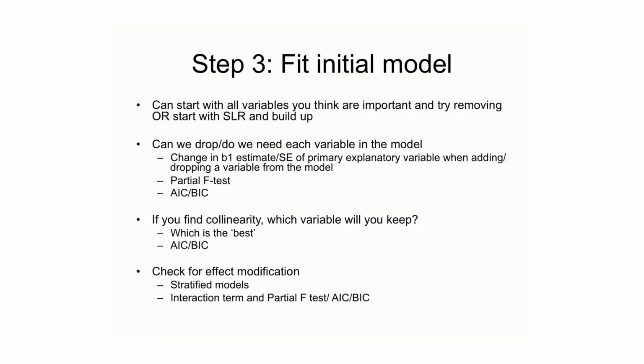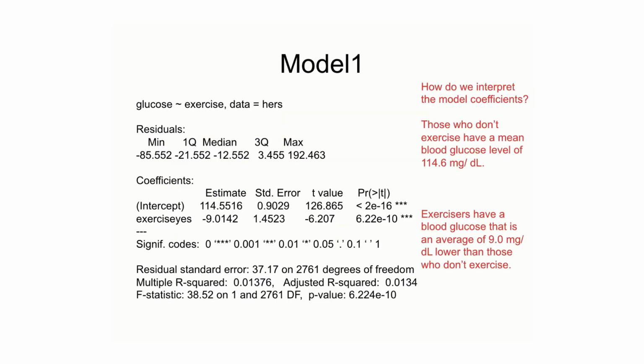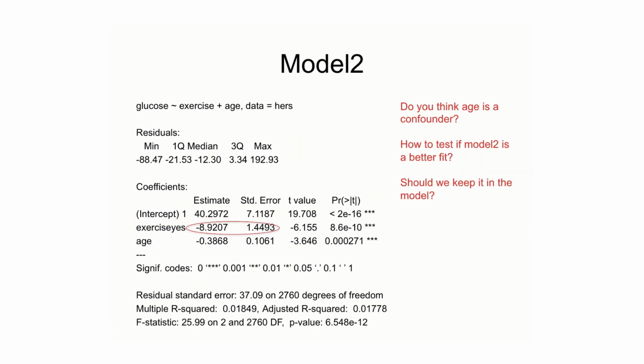Our next step is to fit our initial model. As I mentioned, we can start with all variables that we think are important and try removing, or we can start with a simple linear regression model and build up. And then we want to determine if we should include each variable in our model and follow the other steps shown here. So let's start with a simple model that only includes exercise. Our intercept would be interpreted as those who don't exercise have a mean blood glucose level of 114.6. The slope for exercise would be interpreted as exercisers have a blood glucose that's an average of 9 milligrams per deciliter lower than those who don't exercise.